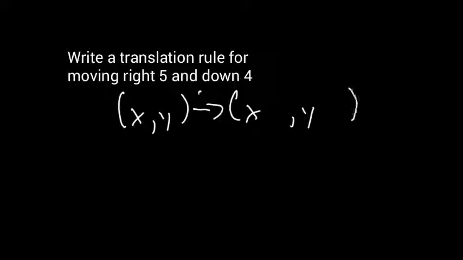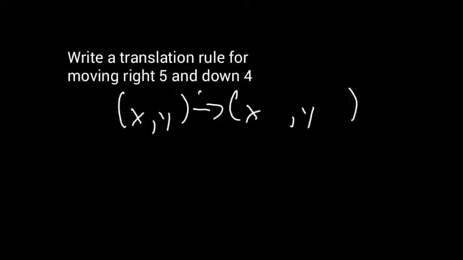Alright, so now we need to write a translation rule for moving right 5 and down 4. So translation rules are always going to start out the same. You're always going to have x comma y is translated to x comma y and just leave some spaces. That part in white is always going to be the same. Anytime you see translation rule, that's the part you need to write. The part that's going to change is the part I'm going to put in red here.